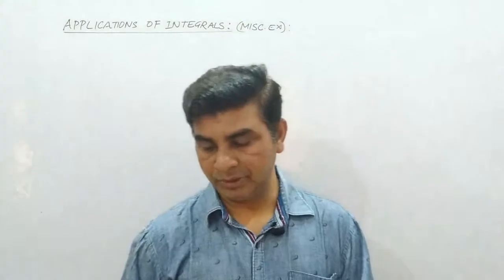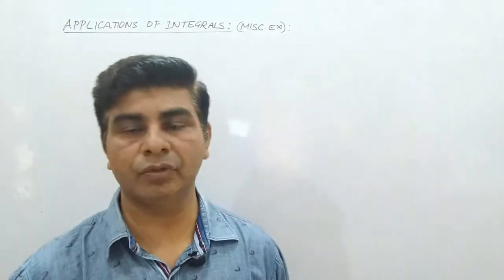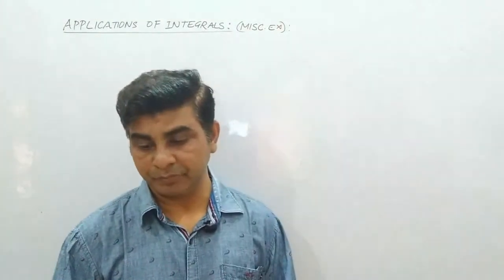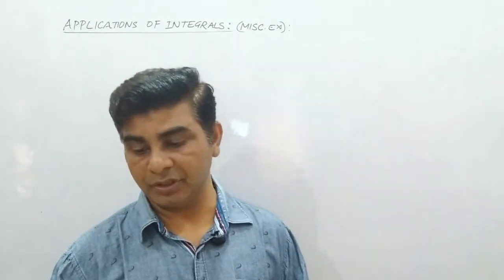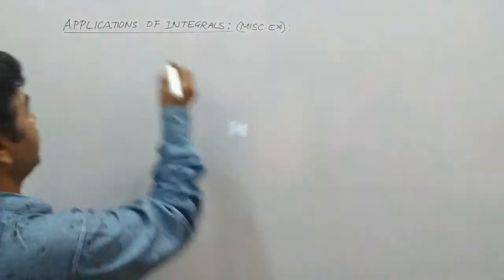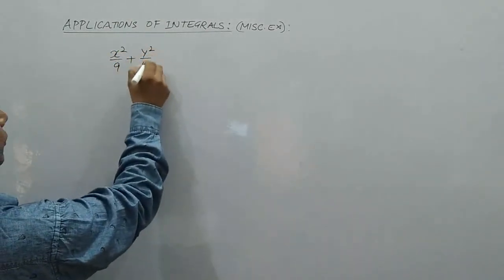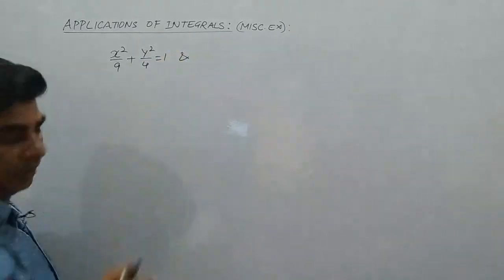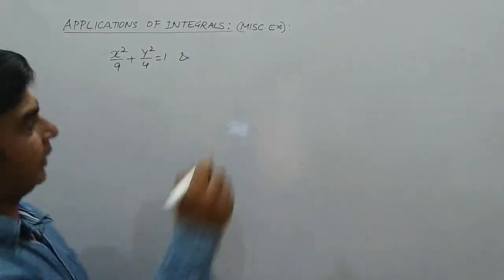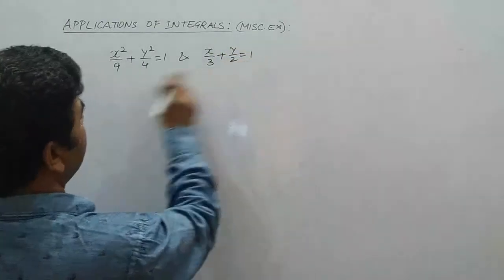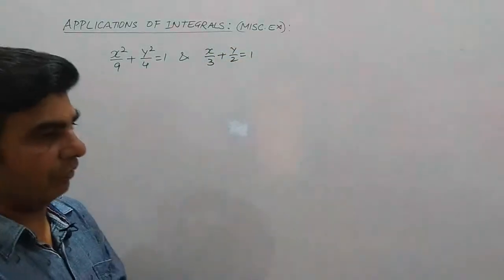Dear students, let's continue our chapter number 8, application of integrals, with question number 8 from your miscellaneous exercise. Question number 8 states: find the area of the smaller region bounded by the ellipse x square by 9 plus y square by 4 is equal to 1, and the line x by 3 plus y by 2 is equal to 1. So these are the equations of the given functions.